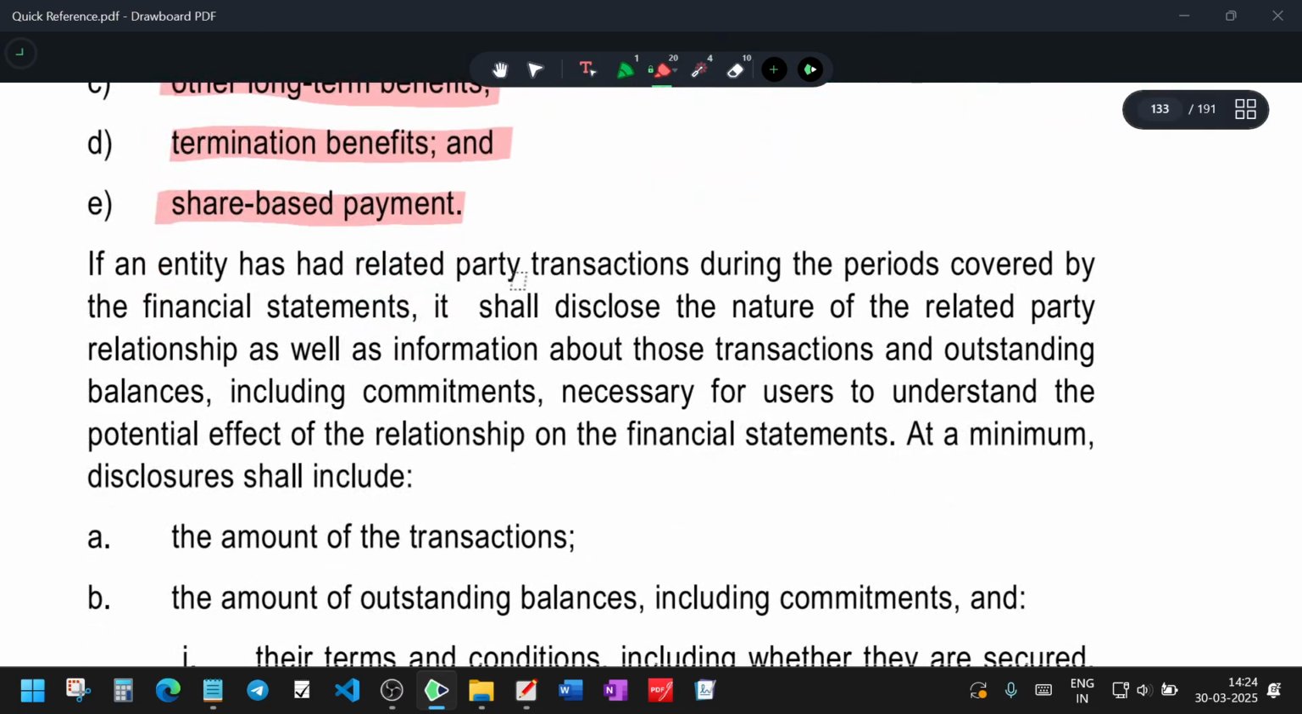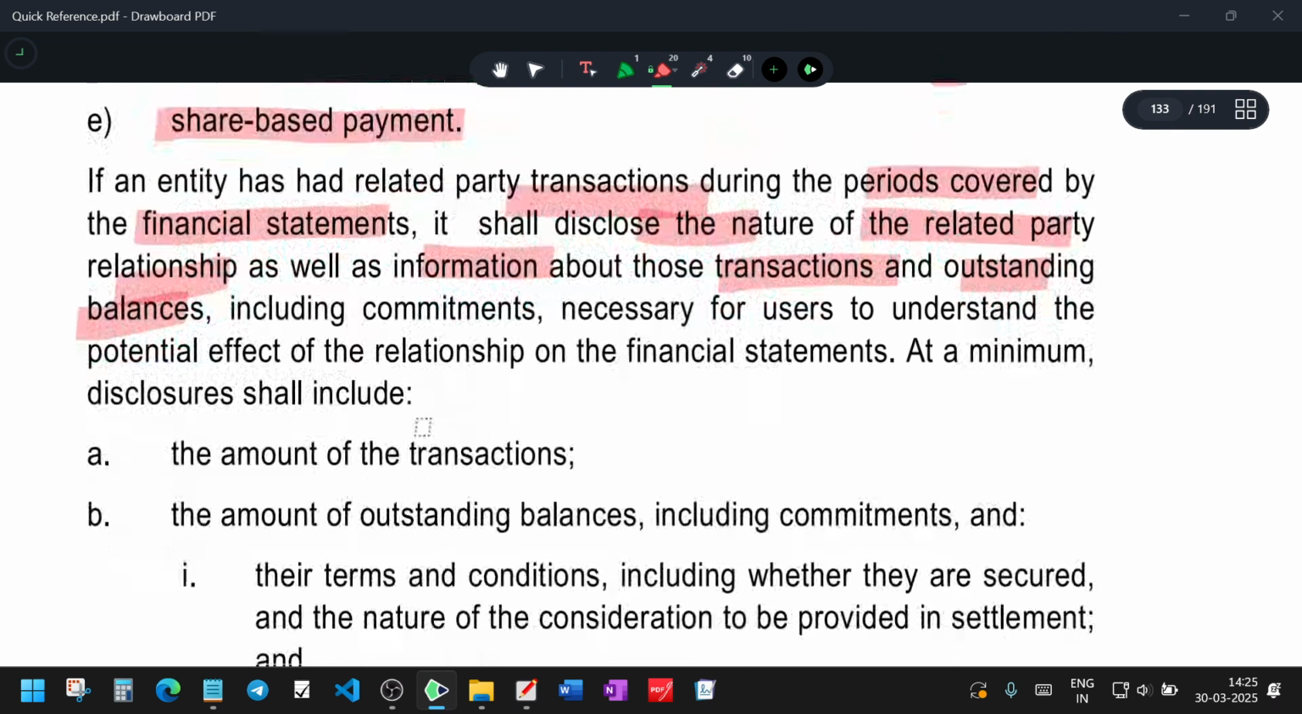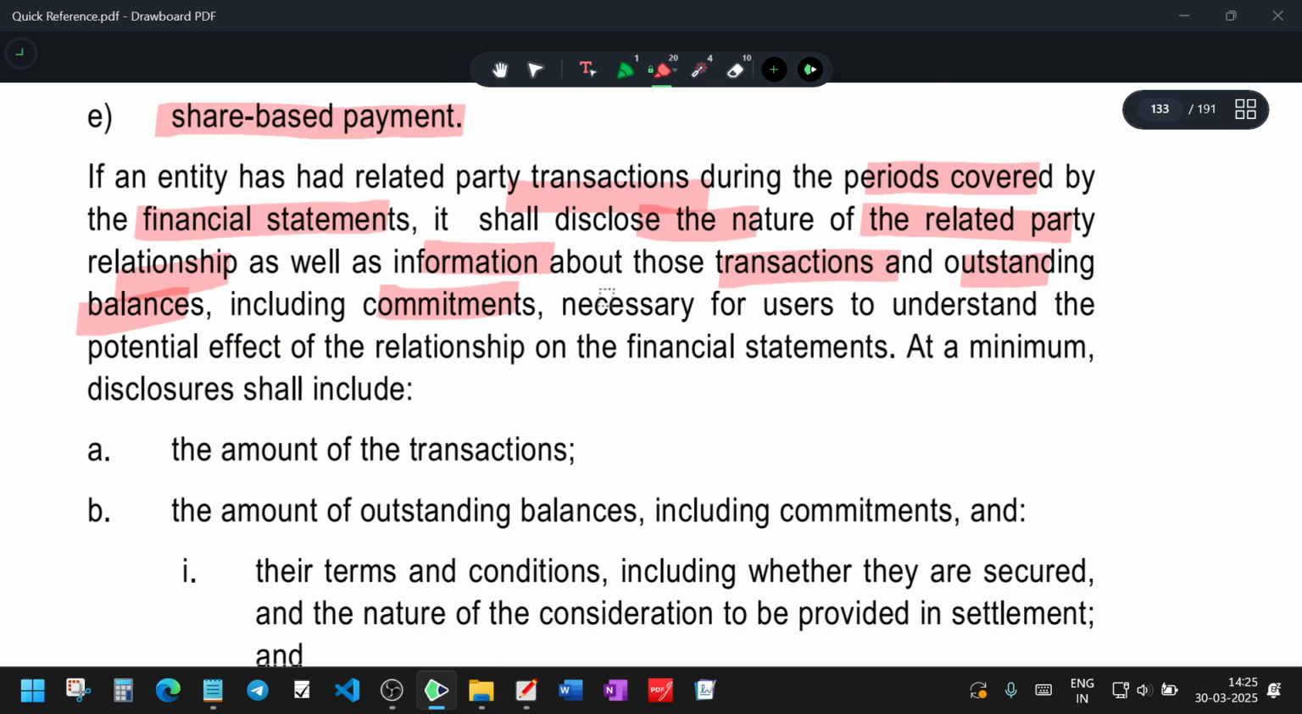If the entity has a related party transaction during the period covered by the financial statement, it shall disclose the nature of the related party relationship as well as information about the transaction and outstanding balances. So you should say what the transaction is and what the outstanding balance is, including commitments necessary for the user to understand the potential effect of the relationship on the financial statement. On the financial statement, they should say what the commitment is, what he is going to fulfill. That should also be disclosed.